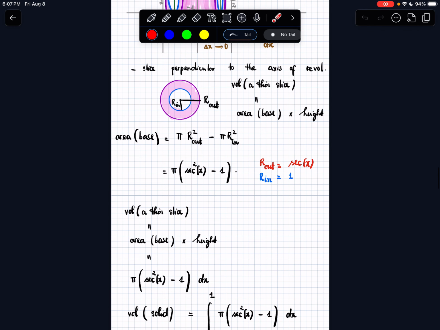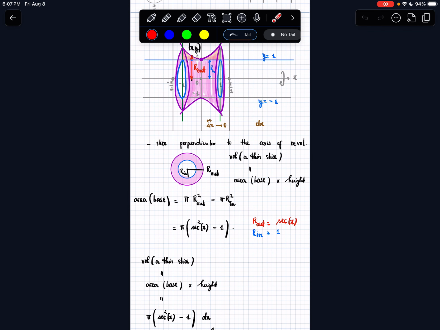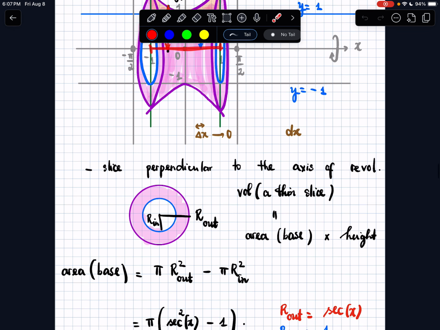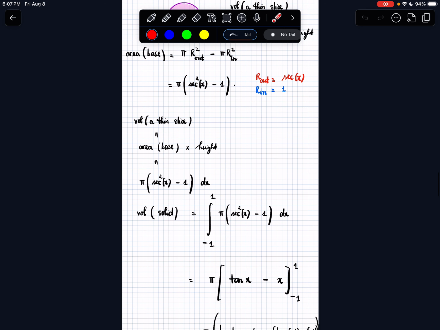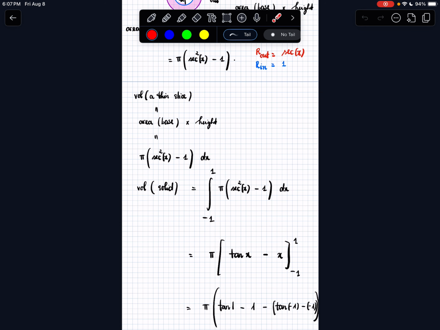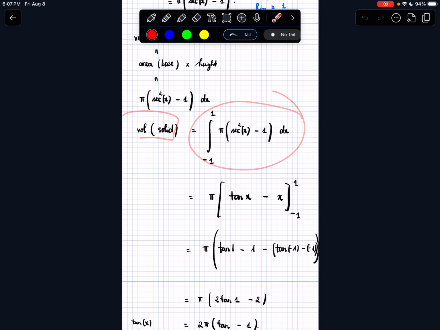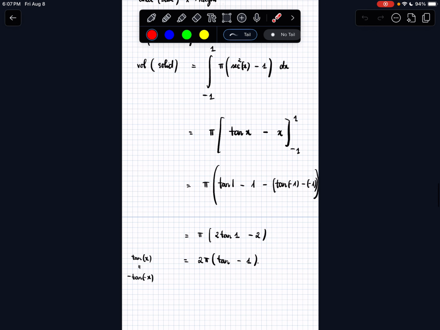So here the solid corresponds to x running between -1 and 1. So we take the integral from -1 to 1 of this quantity. So this gives us the formula for the volume of this solid, and by doing the computation we get this volume.